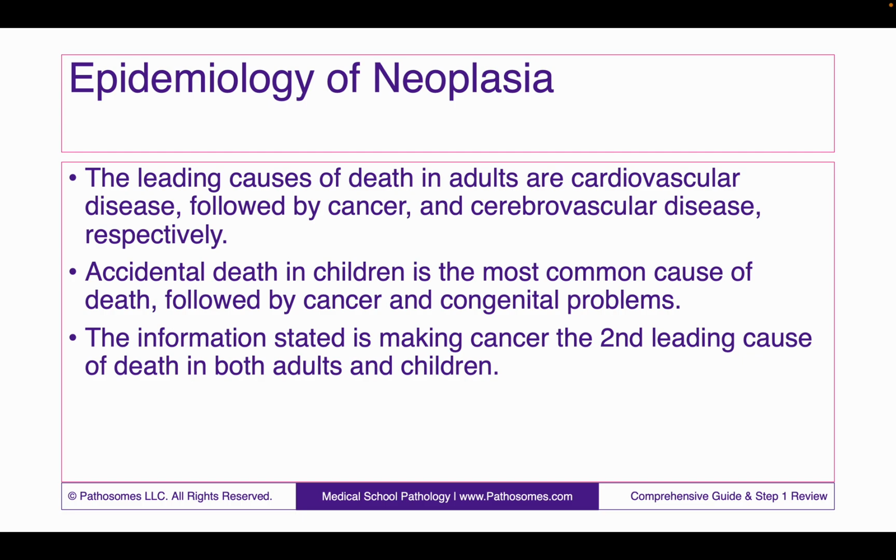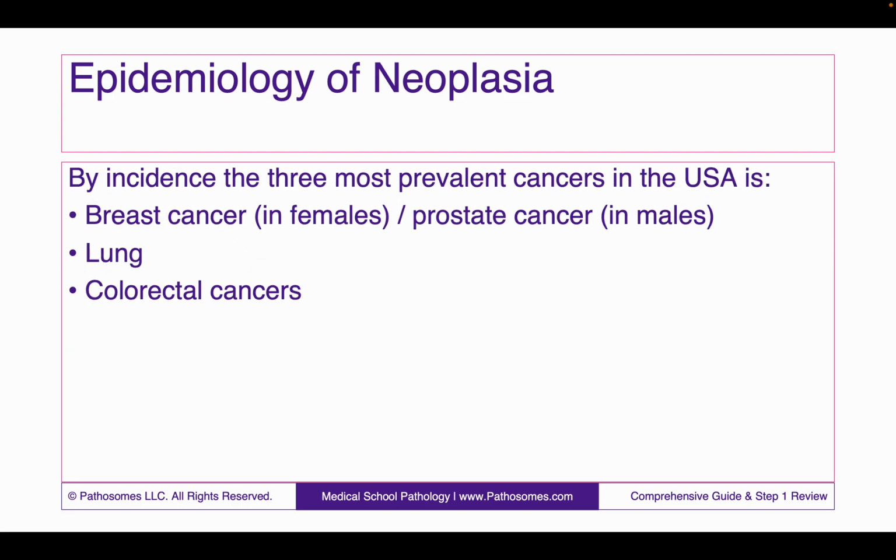Accidental death in children is the most common cause of death, followed by cancer and congenital problems. The information stated is making cancer the second leading cause of death in both adults and children. So by incidence, the 3 most prevalent cancers in the United States of America are breast cancer as first in females and prostate cancer as first in males, followed by lung in both, and thirdly by colorectal cancers.